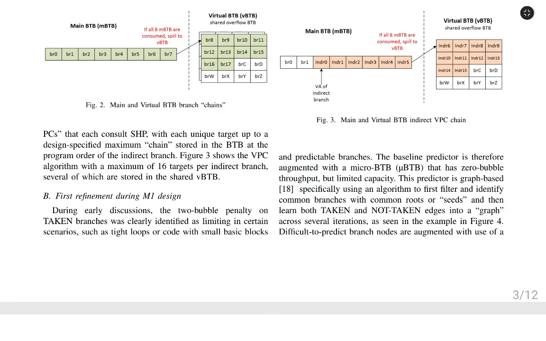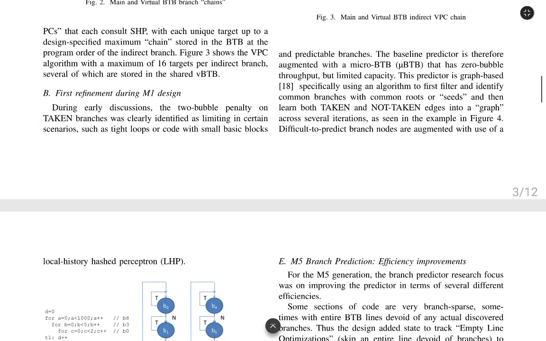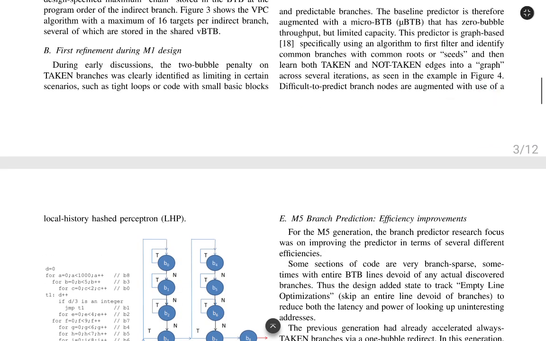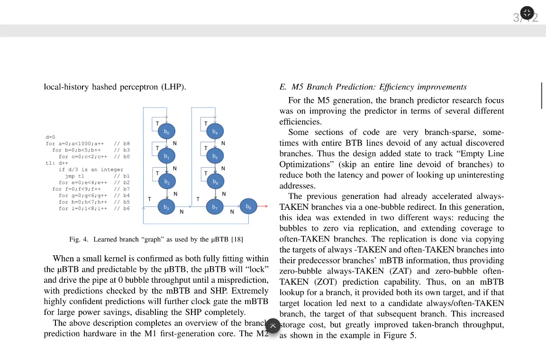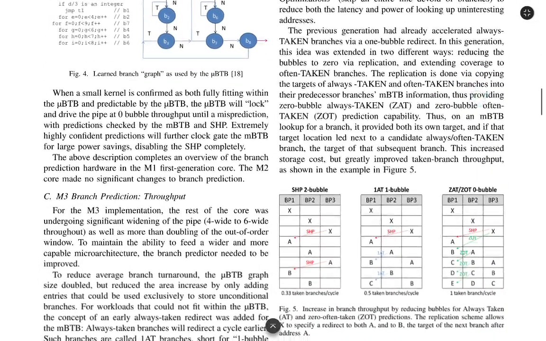This predictor is graph-based, specifically using an algorithm to first filter and identify common branches as a common root or seed, then learn both taken and not-taken edges into a graph across several iterations, as seen in the example in Figure 4. Difficult-to-predict branch nodes are augmented with a local history hashed perceptron (LHP).